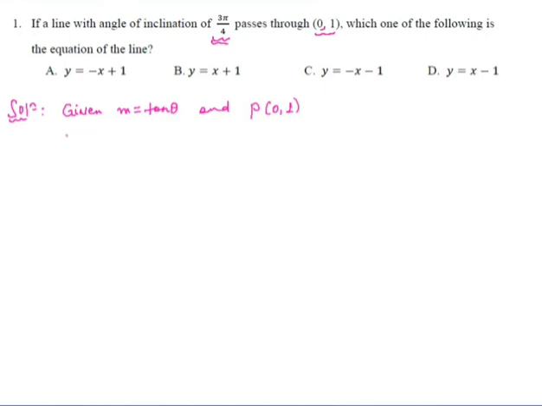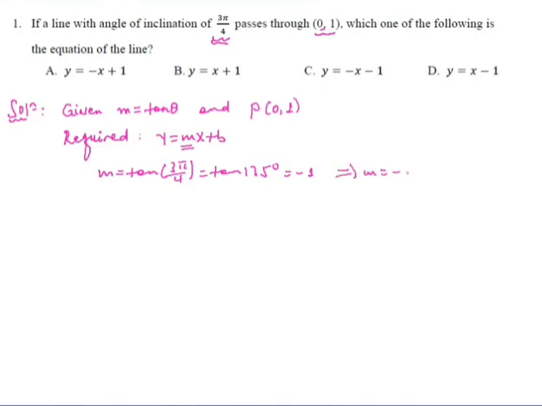So we can determine the equation of a line. The required thing is the equation of a line passing through the given point. Now the slope is tan of the inclination, which is 3 pi over 4, the same as tan of 135 degrees, which is -1. Therefore the slope is -1.